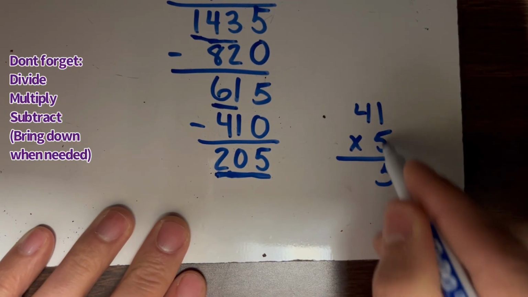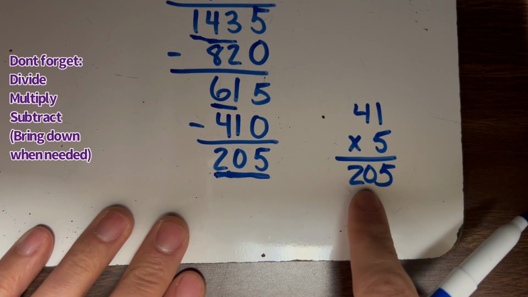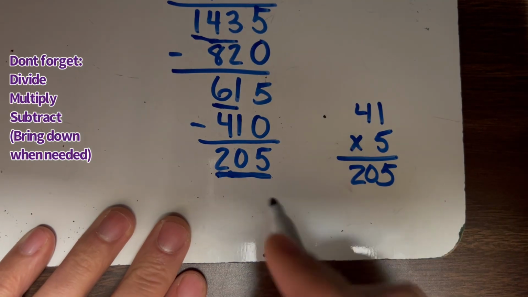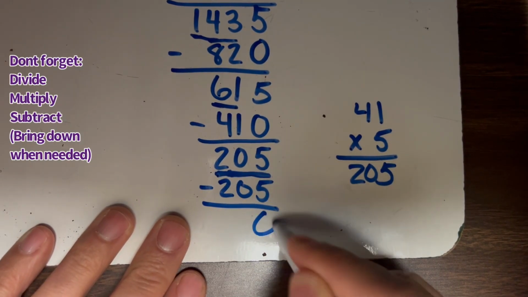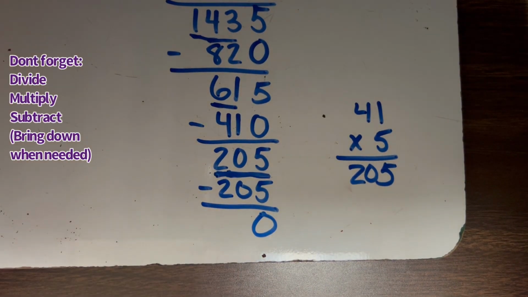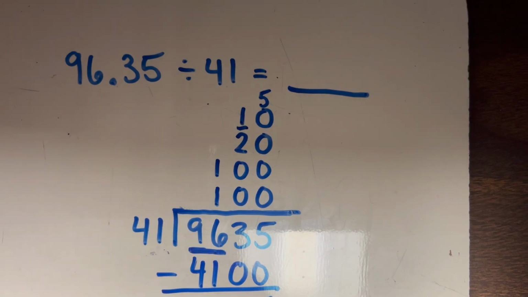And 5 times 1 is 5. 5 times 4 is 20, and oh, look at that. Hit it right on the head. So no annexing zeros and bringing them down on this one. That's nice. Remember, you can't have an R remainder with decimals. So all of these up here are my answer.